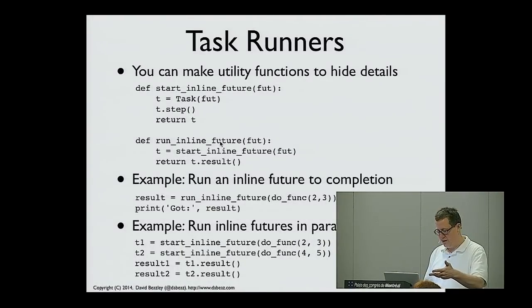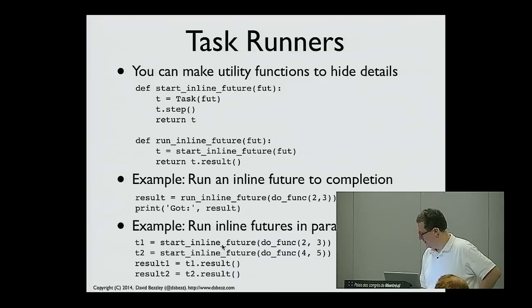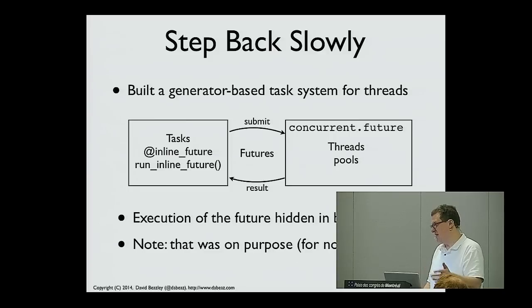The purpose of these functions is that run inline just runs it to finish, and the other one lets you do stuff in parallel, like you can launch multiple tasks. We did an example of that a little bit earlier. So you can look at this code and say, well, okay, maybe Dave is just insane. I mean, what the hell is this? What is going on here?